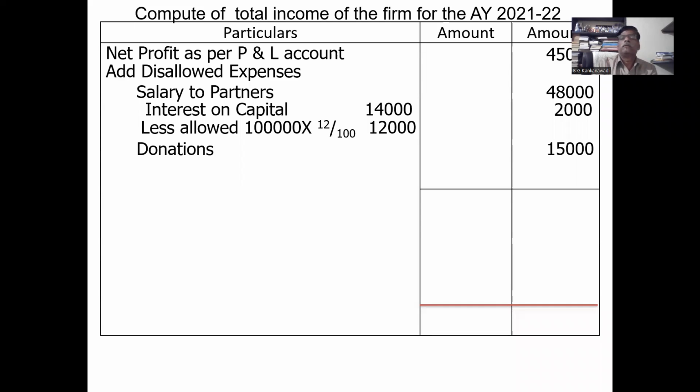Thereafter, donation, 15,000 is disallowed. Municipal tax disallowed. Okay. So you take the total. The total is 1,12,000.